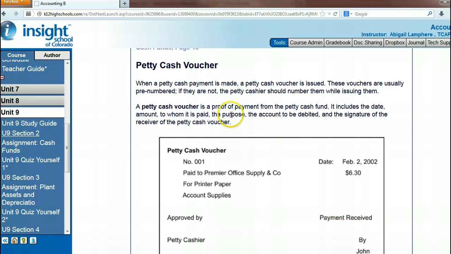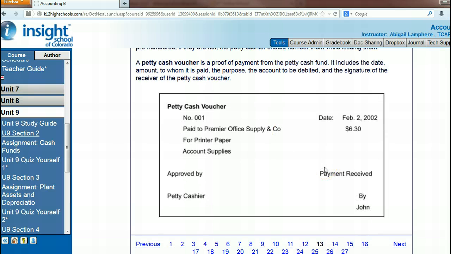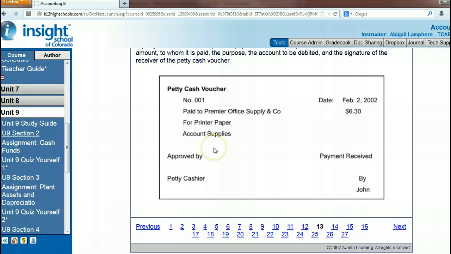Petty cash voucher. This is a proof of payment from the petty cash fund. It includes the date, whom it's paid, the purpose. So basically, if I were working in an office and I needed to run and grab some pens for my office, I would go up to the secretary and say, Liz, I need to take some money out of the petty cash account and go buy some supplies. So she would make a recording on this petty cash voucher, which is just a kind of proof that money came out and went to me. So in this instance, it was $6.30 for printer paper.